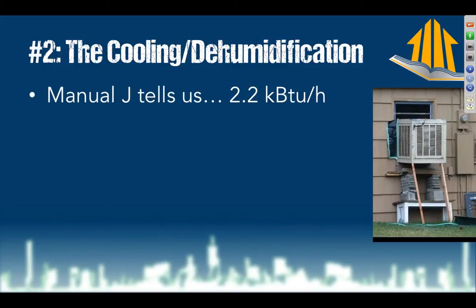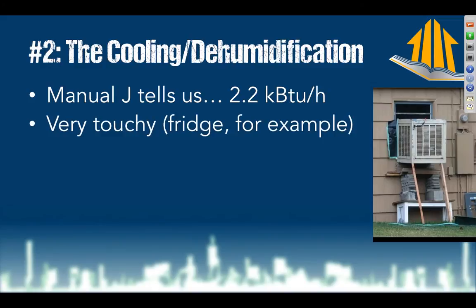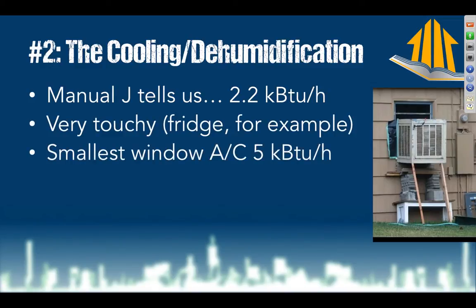The Manual J tells us that I need 2.2 kilo BTUs per hour. That is a tiny, tiny air conditioner. Now remember, this is very touchy, right? Still. And the smallest window AC that I can buy is 5. That's more than double oversized. That's actually typical for my clients. Even with 5,000 square foot houses that I'm working with, they'll be double oversized what they actually need.